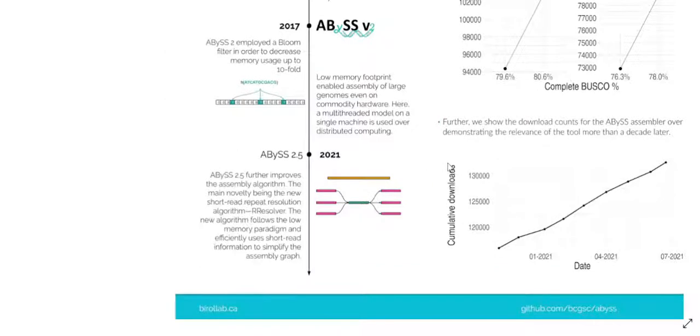In the latest release of ABySS, in ABySS 2.5, we've focused on improving assembly quality. And here we've introduced a repeat resolution algorithm, the resolver. This algorithm tries to untangle situations such as these here in the assembly graph. So you have a green repeat and neighboring nodes, and you have a window that is close to read size that tries to find paths. This algorithm follows the footsteps of ABySS 2 and uses a Bloom filter in order to minimize memory usage.